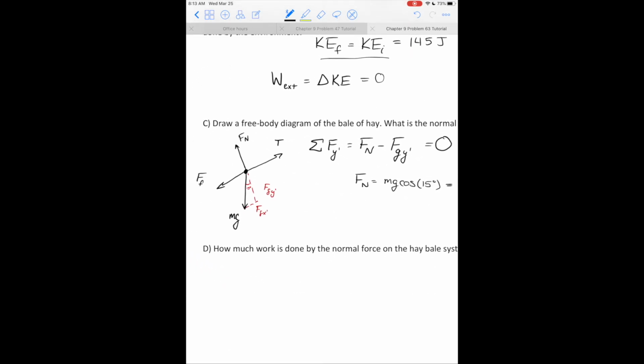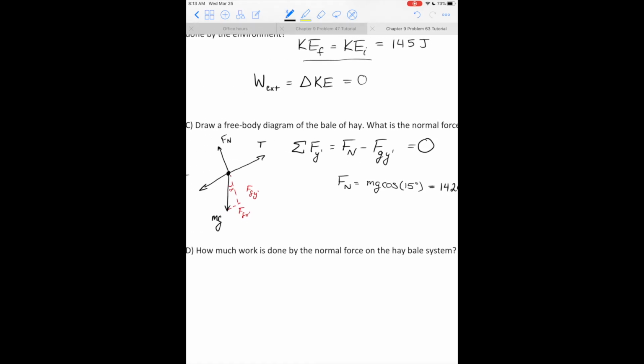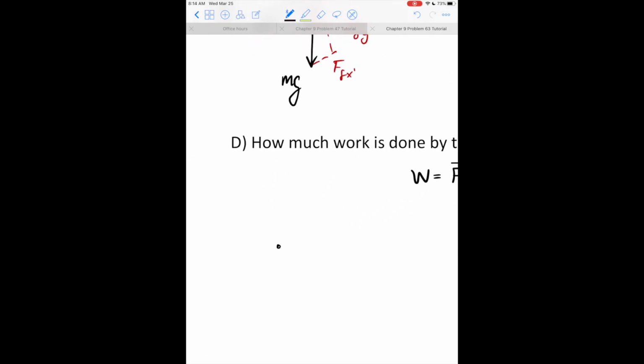How much work is done by the normal force on the hay bale system? And we want to explain that. So if we're thinking about work, work is F dot our displacement. We can write that another way. We can say F, the magnitude of F times the magnitude of our displacement times cosine of our angle between them.